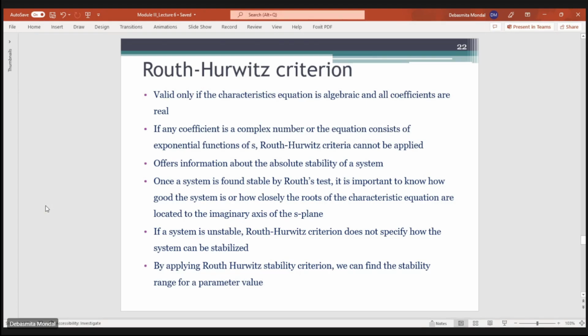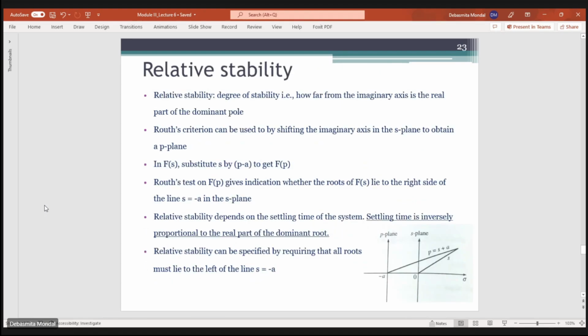So this kind of information, that is the information about the relative stability of the system, is not provided by Routh-Hurwitz criteria. Okay, we can find the relative stability using Routh-Hurwitz criteria to some extent, but that actually involves a lot of calculation or a lot of trial and error. So that is not a very viable solution. Also, if your system is found to be unstable using this criteria, it does not specify what changes in the system you should incorporate so that your system will get stabilized. Okay, so these are some of the advantages and disadvantages of the Routh-Hurwitz criteria, you can say.